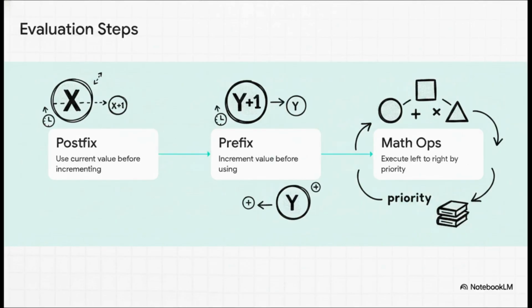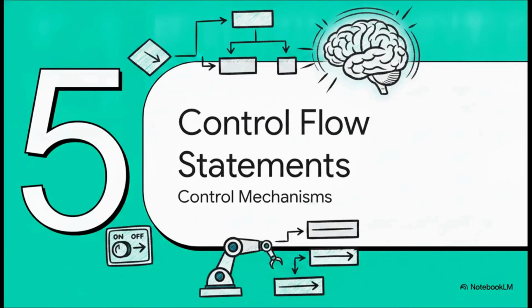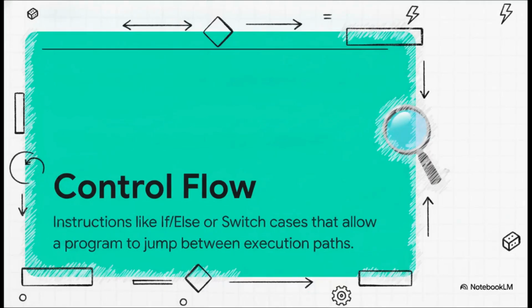No ambiguity whatsoever. All right, we made it to our final building block, Section 5, Control Flow Statements. These are the primary control mechanisms of your program. So, control flow statements are essentially instructions, like if-else or switch cases, that allow a program to jump between different execution paths based on specific conditions.